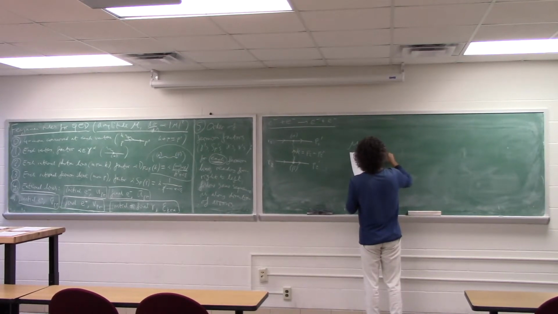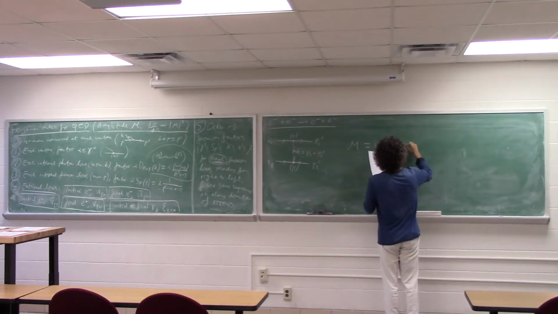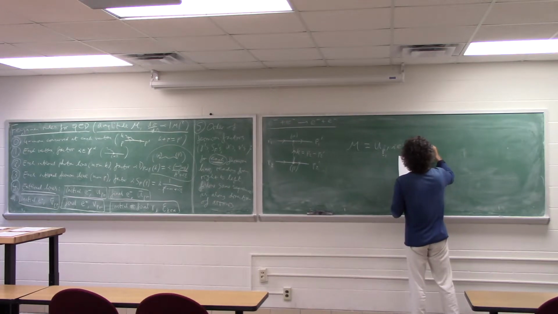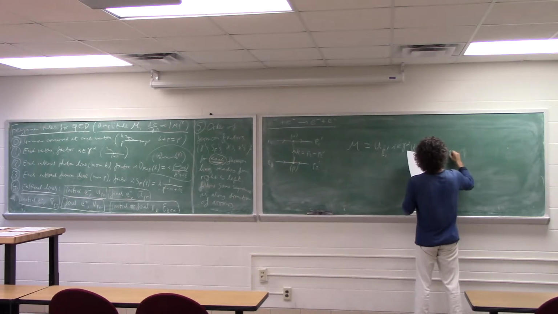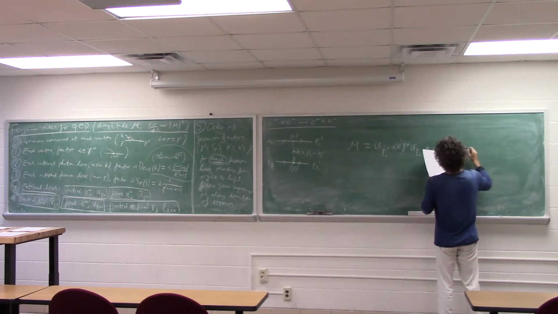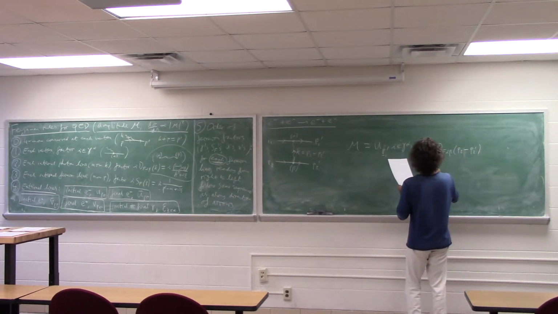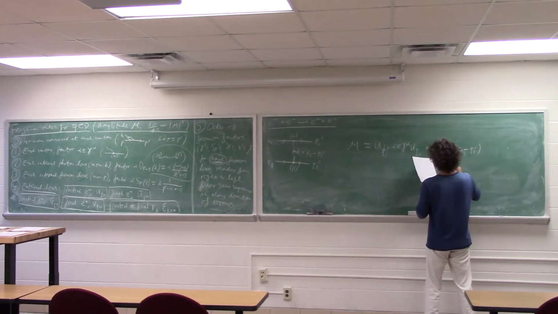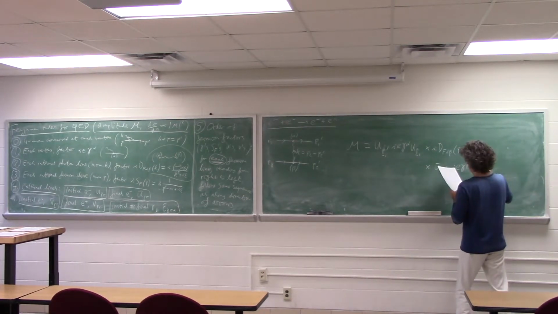So U bar P1 prime, i e gamma alpha, U P1, times i D_F alpha beta of P2 minus P2 prime. Let me write it like this, times U bar P2 prime, i e gamma beta, U P2.